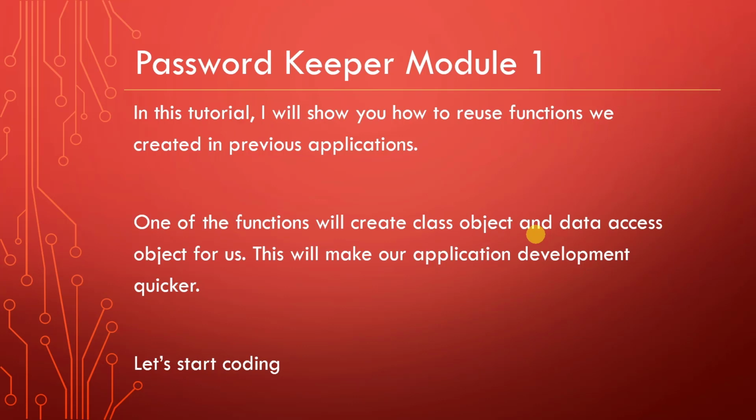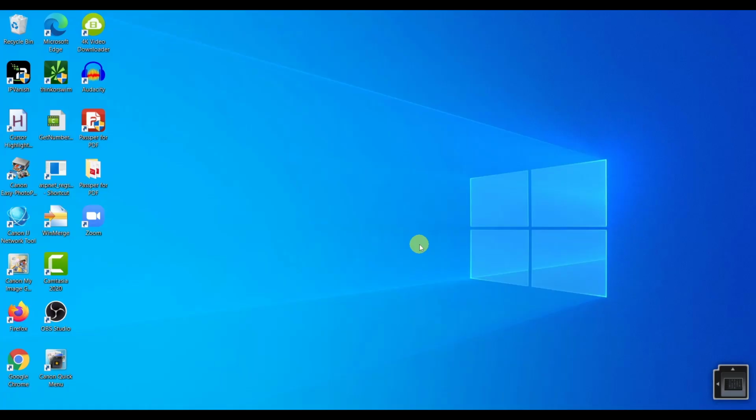In this application, we are going to be keeping track of our passwords for different websites, applications, and networks, at your work, at your home. I will show you how to reuse functions we created in a previous application. One of these functions will create class objects and data access objects for us. All right, well, let's get going.